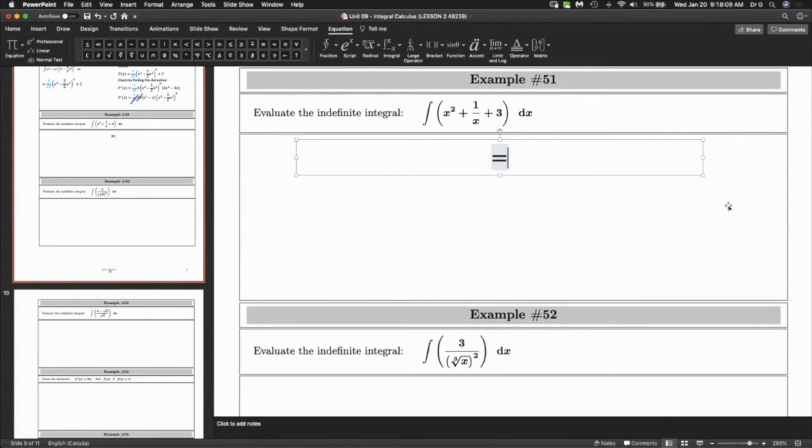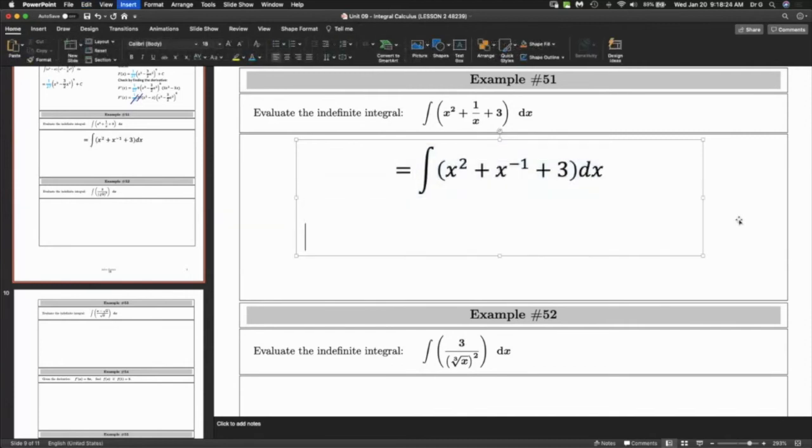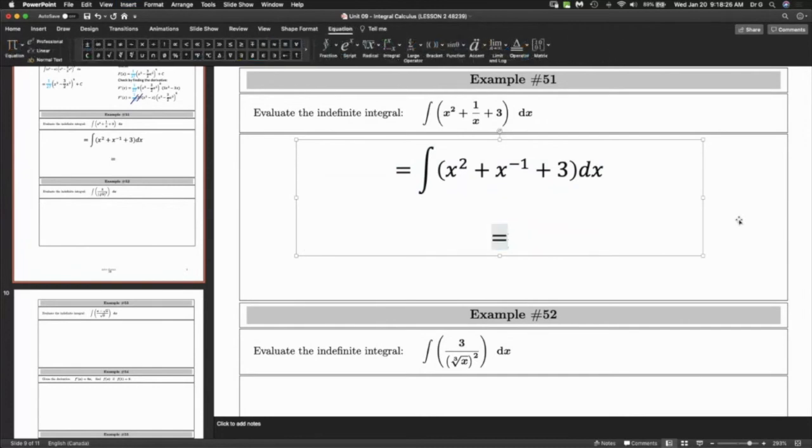Anyway, in this case, let's rewrite the integral a little bit nicer as x squared plus x to the negative 1 plus 3. And now you can tell me in the chat, what's the antiderivative of each of those things? So something plus something plus something plus c. What's the first question mark equal to?